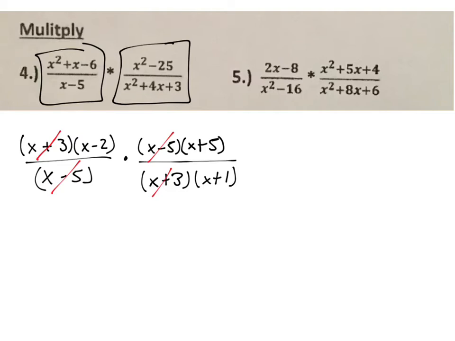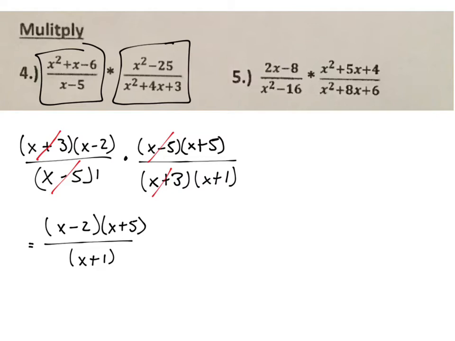And so as we multiply across, we don't actually have to FOIL anything out. We're just going to take what's there. So we've got x minus 2 multiplied by x plus 5. And on the bottom, this is just a 1 times x plus 1, so this is what we have on the bottom. And so this is our answer.